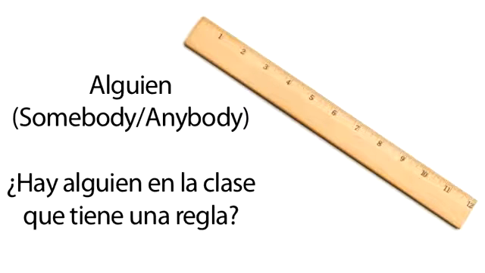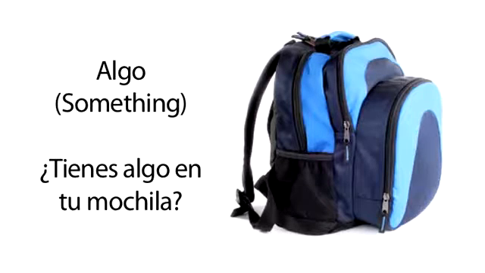Empezamos con las palabras indefinidas porque son muy similares a las palabras indefinidas en inglés. Alguien, somebody, or anybody. ¿Hay alguien en la clase que tiene una regla? Is there anybody in the class that has a ruler? Algo, something. ¿Tienes algo en tu mochila? Do you have something in your backpack?